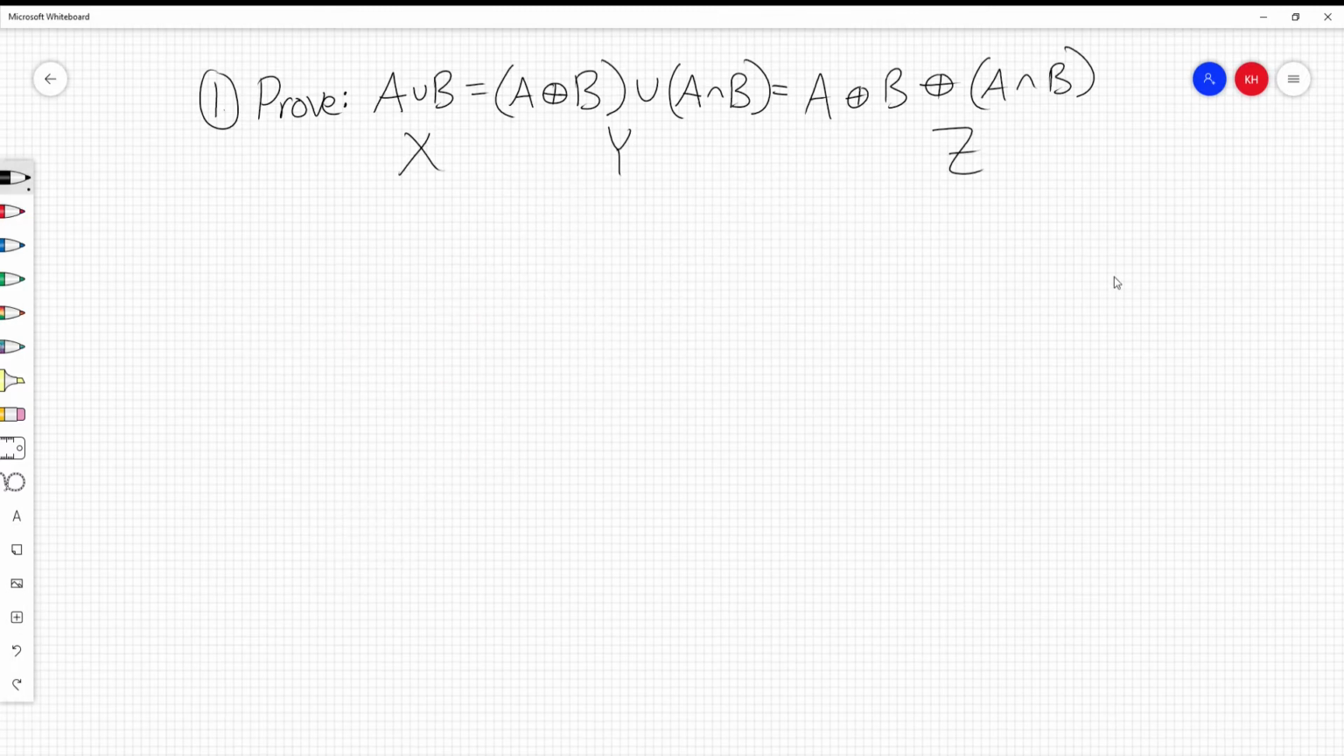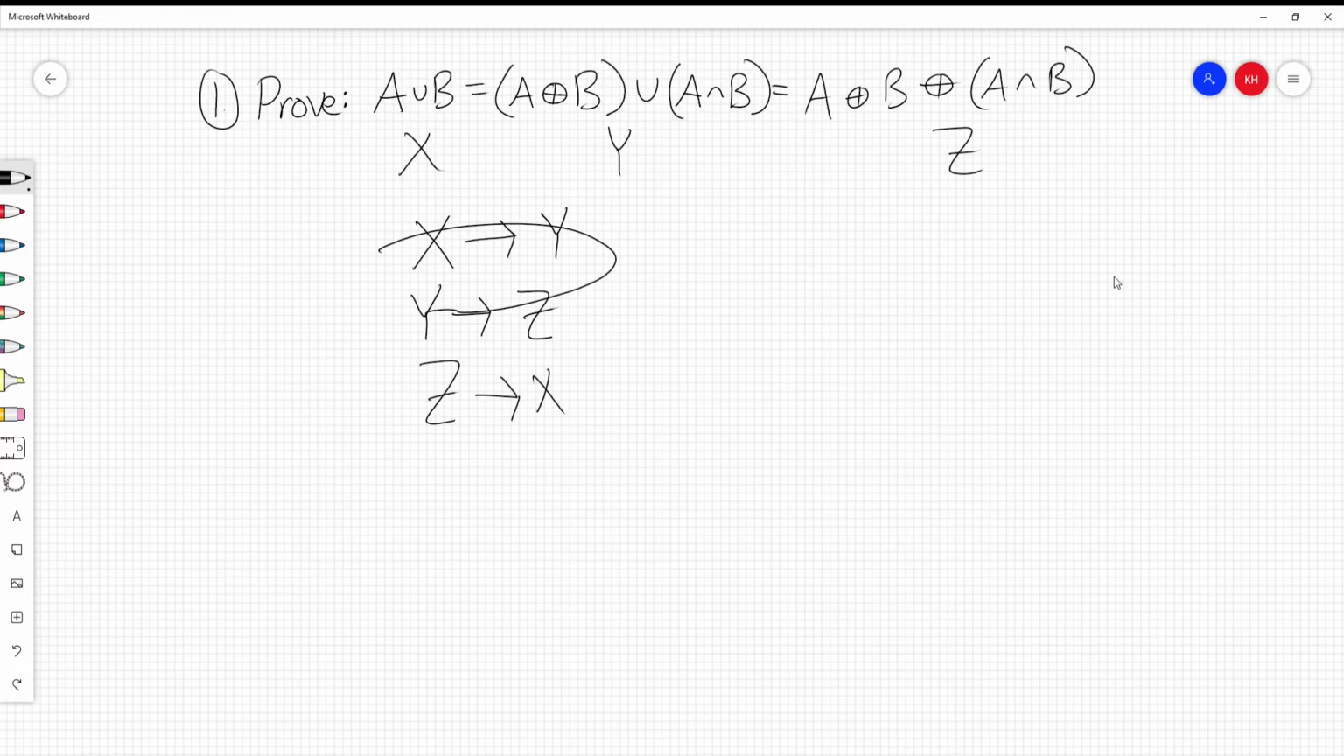I'm rather going to do what I just described there, but there's an alternative way to prove this theory, which is a cycle proof, where you prove that X implies Y, then Y implies Z, and then if you can finalize that Z implies X, you have a cycle. You can just cycle through the entire thing to get to where you want.